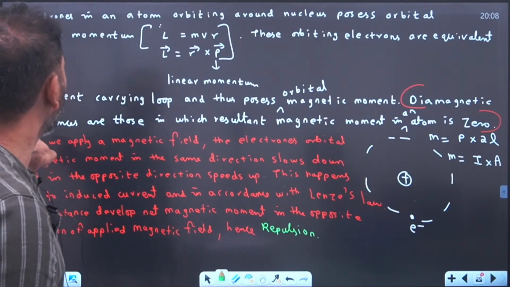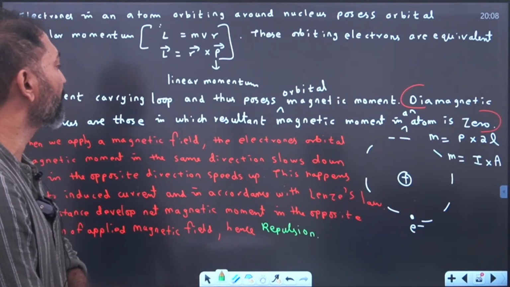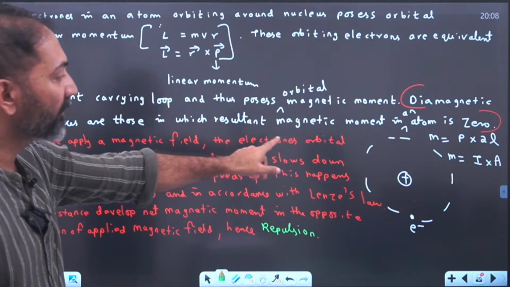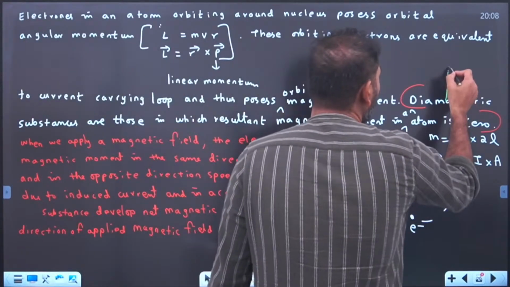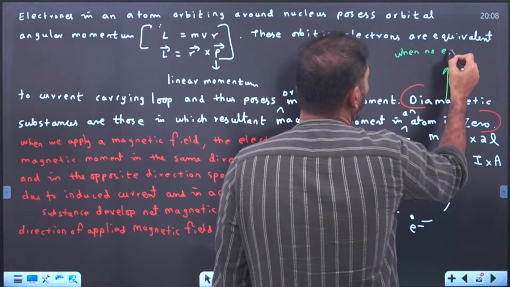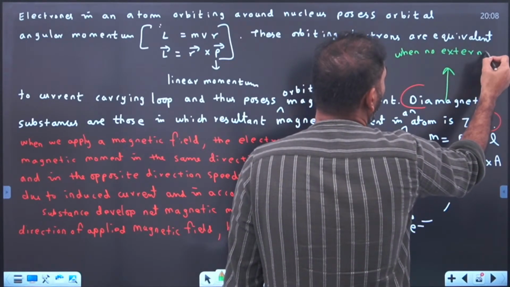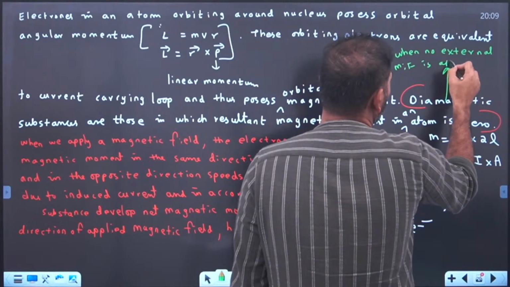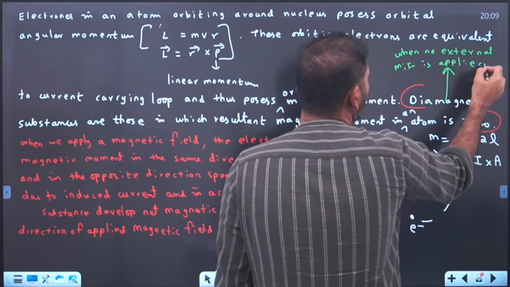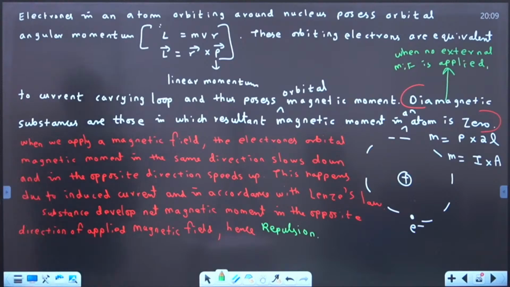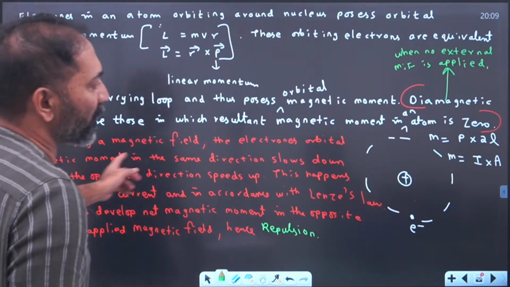See, this line is very important. Diamagnetic substances are those in which the resultant magnetic moment in an atom is zero. This is the case when no external magnetic field is applied. When no external magnetic field is applied, the resultant magnetic moment is 0.